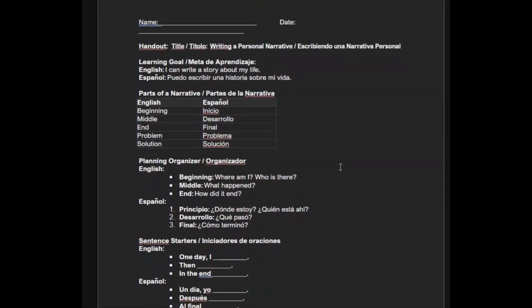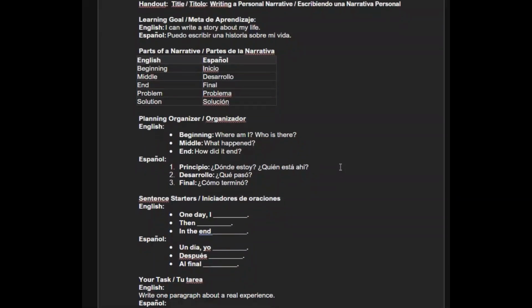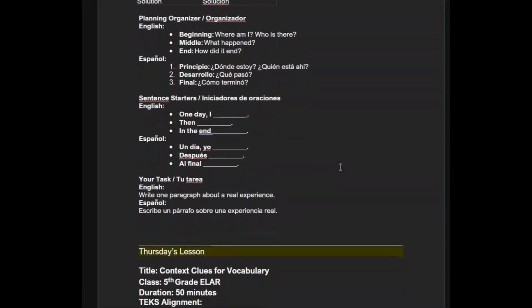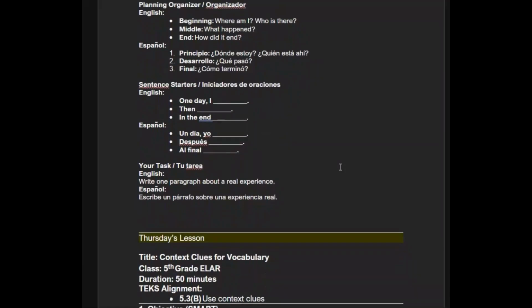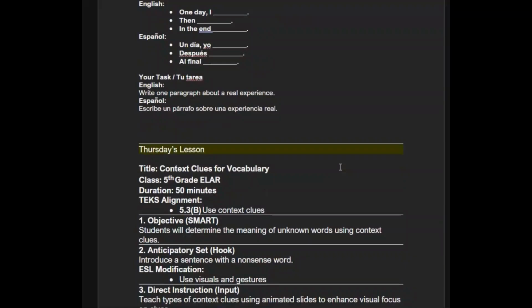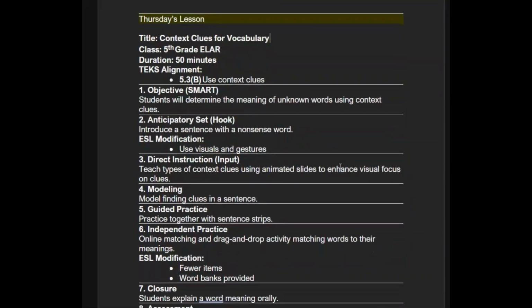Handout, bilingual again. We're going to go over the parts in the narrative to make sure they understand the parts of the story. We're going to go over the planning organizer, the sentence starters again, and then at the end, their task is going to be to write one paragraph about a real experience. And again, real is going to be more so believable. It doesn't have to be real. You can put some fiction into it. That'll keep them from having that pressure of having to maintain factual integrity rather than actually understand the concept of the instruction. That leads us to Thursday.